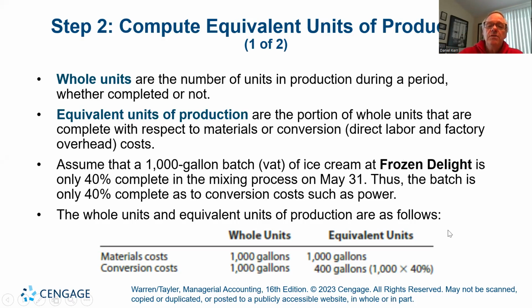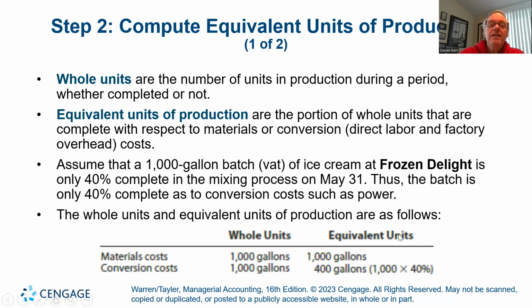If we assume that materials were added at the beginning of the process, and we look at the end of the month and we've got a 1,000 gallon batch of ice cream, in terms of equivalent units, since materials are added at the beginning of the period, we've got 1,000 gallons of material that we need to account for, that is resident in that inventory.